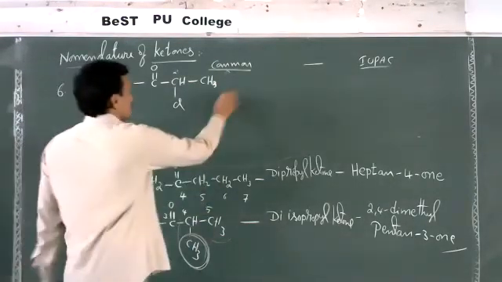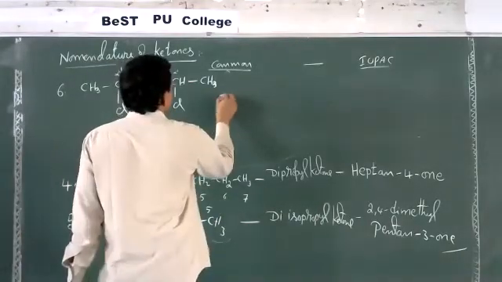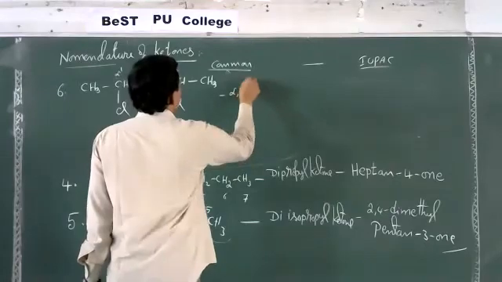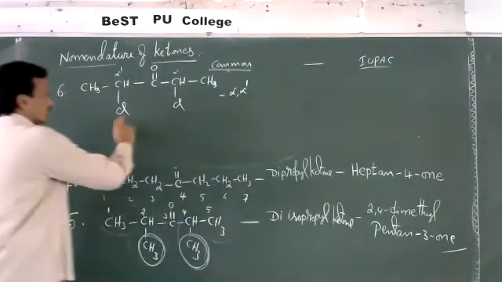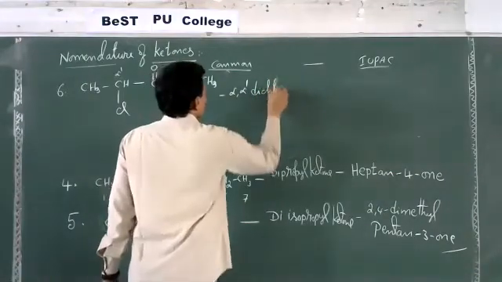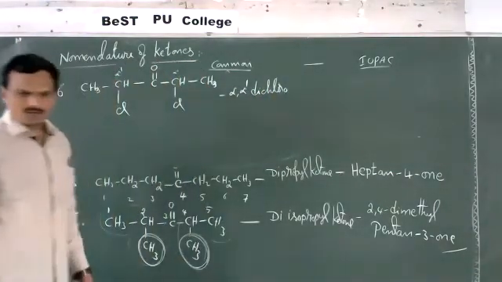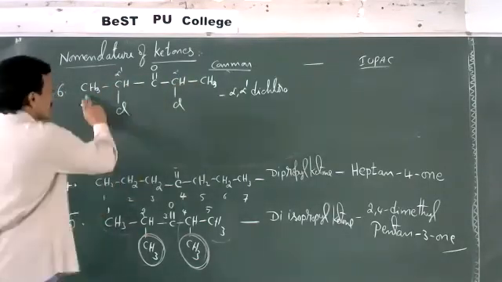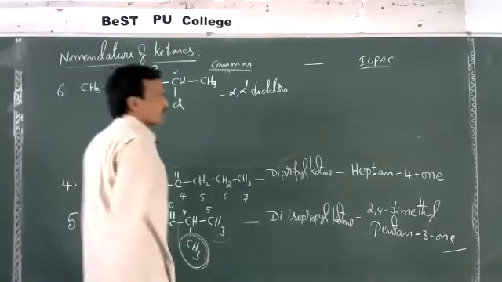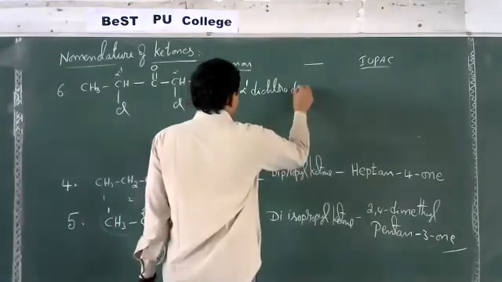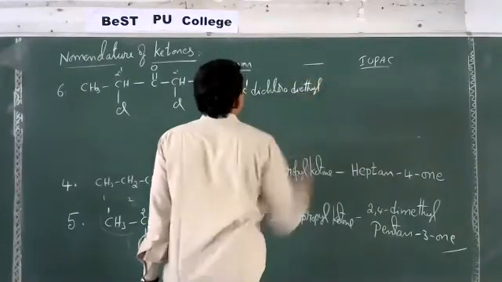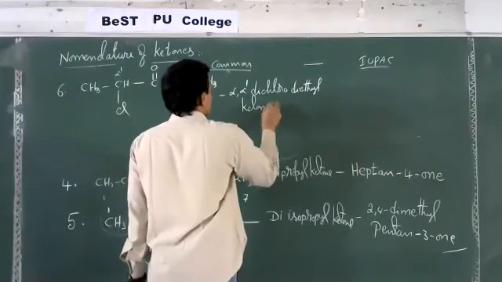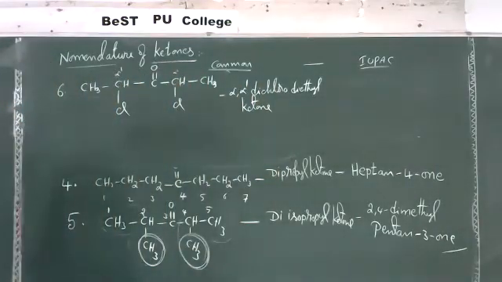Okay. Now, this is named as alpha comma alpha dash dichloro. What is this alkyl group? Diethyl. Two ethyl groups are there, both sides same, diethyl. Alpha comma alpha dash dichloro diethyl ketone. This is the common name.